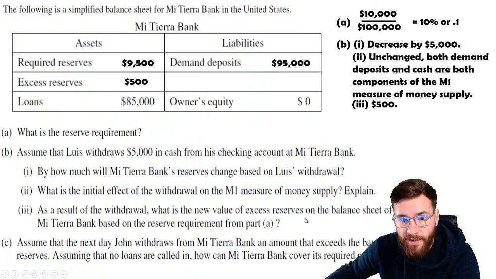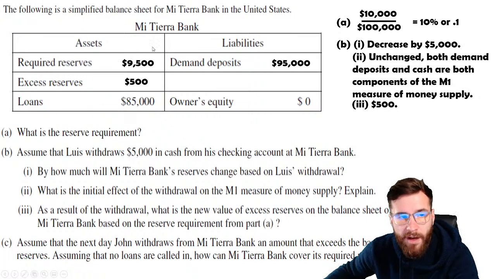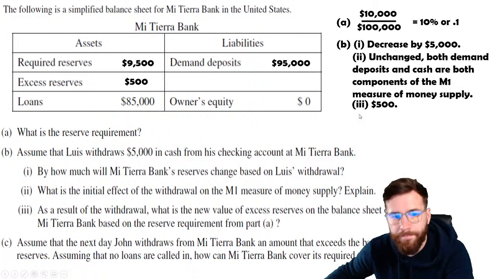What is the new value of excess reserves? It'd be $500. A lot of students probably put $0 for that because they left this $10,000, I would imagine, when they took this FRQ way back in the day. They're seeing, did you make this right? Did you take 10% of this? So the answer is $500, okay?